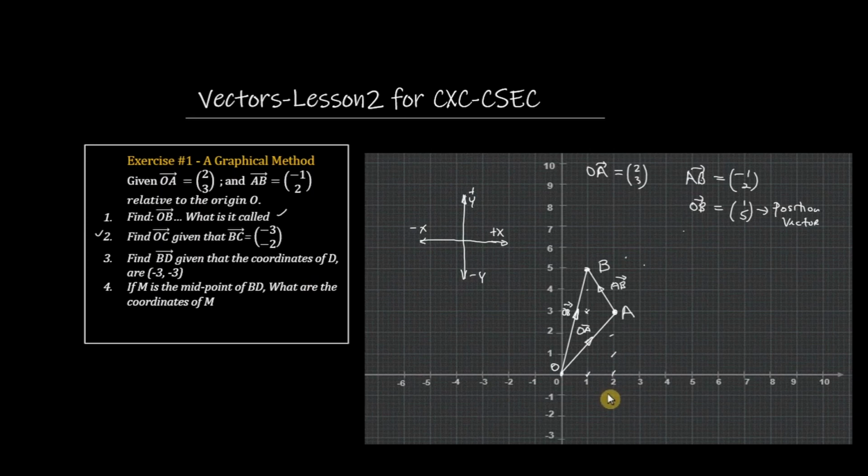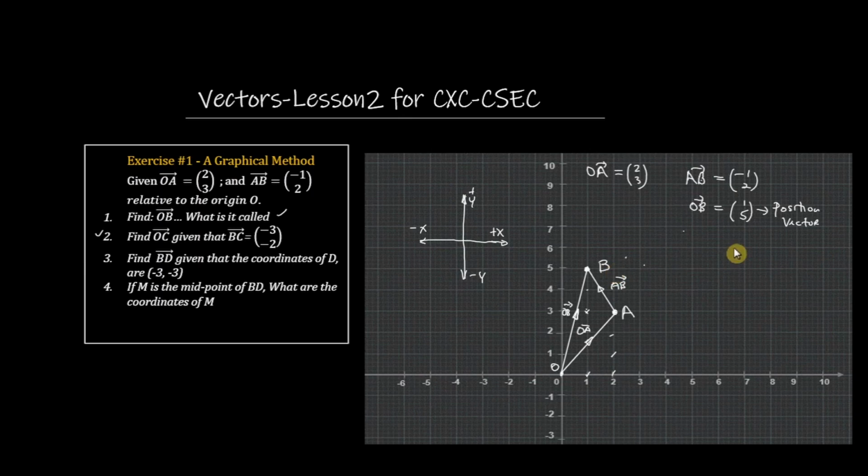Okay, so question number 2 is asking us to find a vector OC given that the vector from B to C is -3, -2. So what it's asking us to do is to identify the point C and then find the vector from the origin to C. How do we find C? Well, we start at point B and we move 3 units in the negative x direction and 2 units down, or the negative y direction.